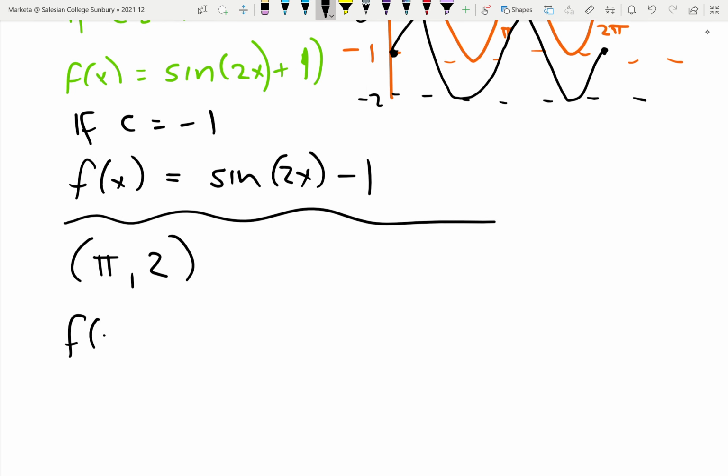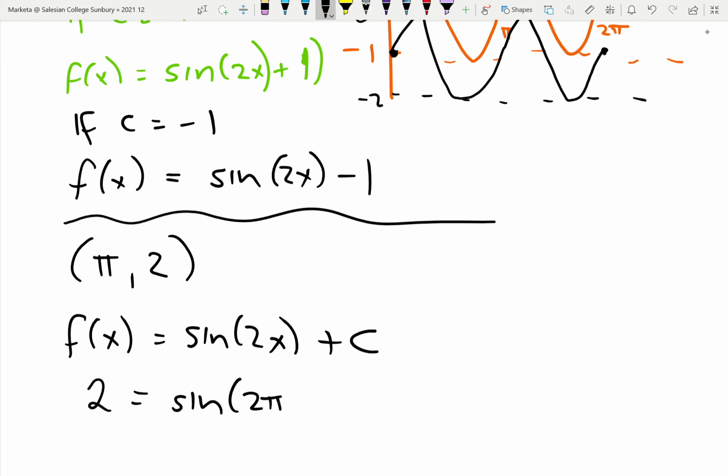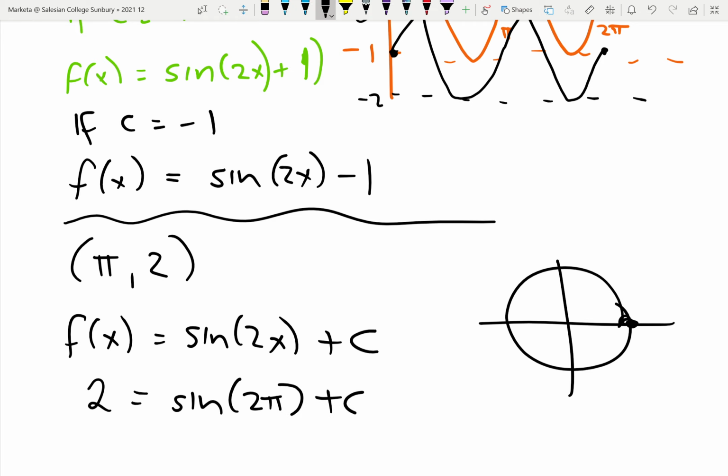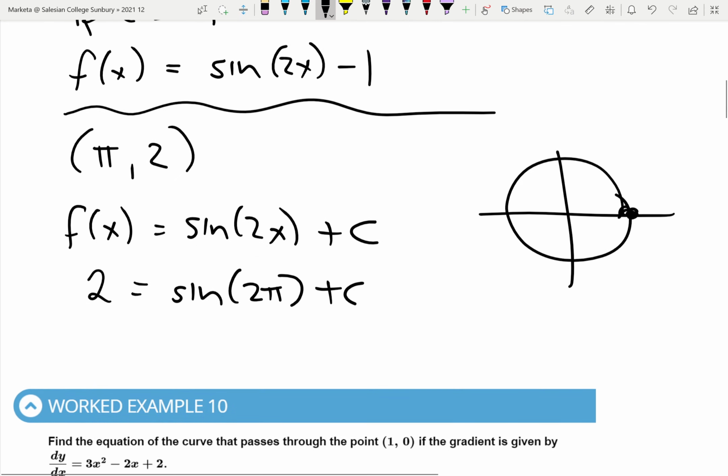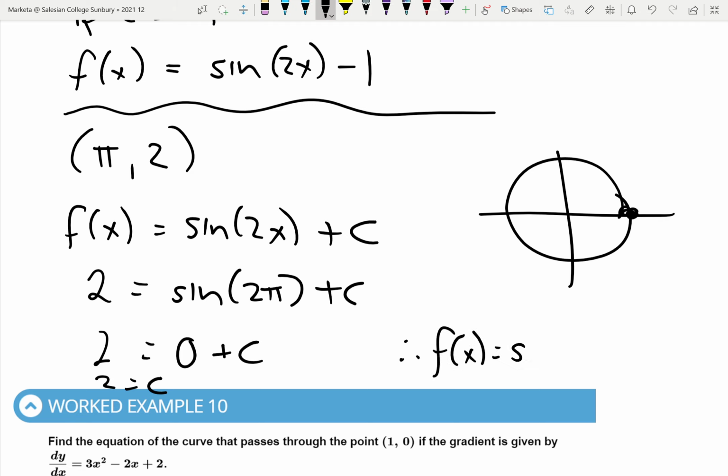So f of x equals sine 2x plus c. So let's sub in 2 equals sine 2 pi plus c. There's 2 pi, the sine is 0. So 2 equals 0 plus c, c equals 2. So therefore, f of x will equal sine 2x plus 2. So that would be our specific rule.